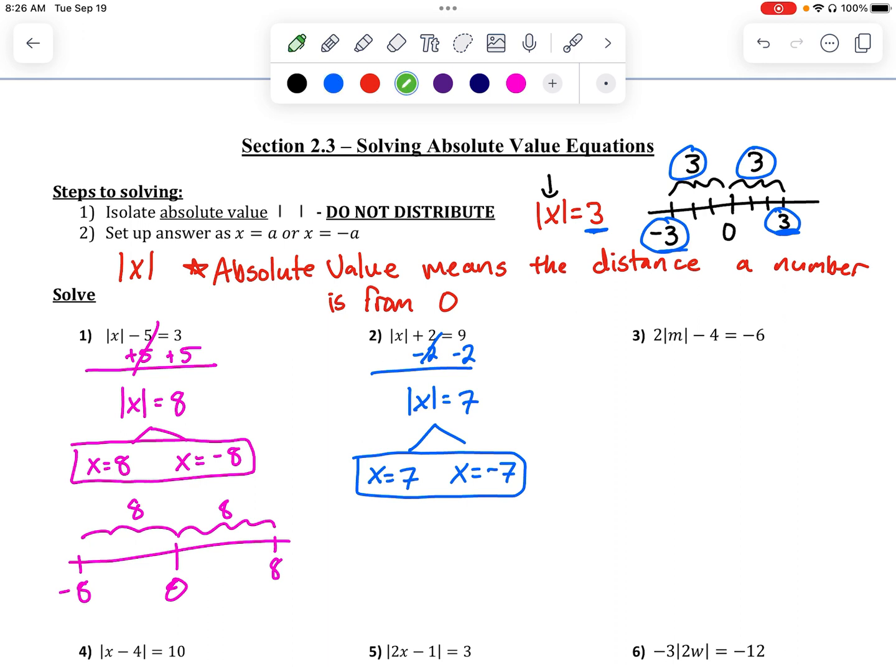Next one is a few different parts. So we're first going to add the 4 over. So we've got 2 absolute value of m equals negative 2. So the 2 is touching the absolute value. So right now that means multiplying. So the opposite of multiplying is dividing. So we would divide by 2 to get rid of it.